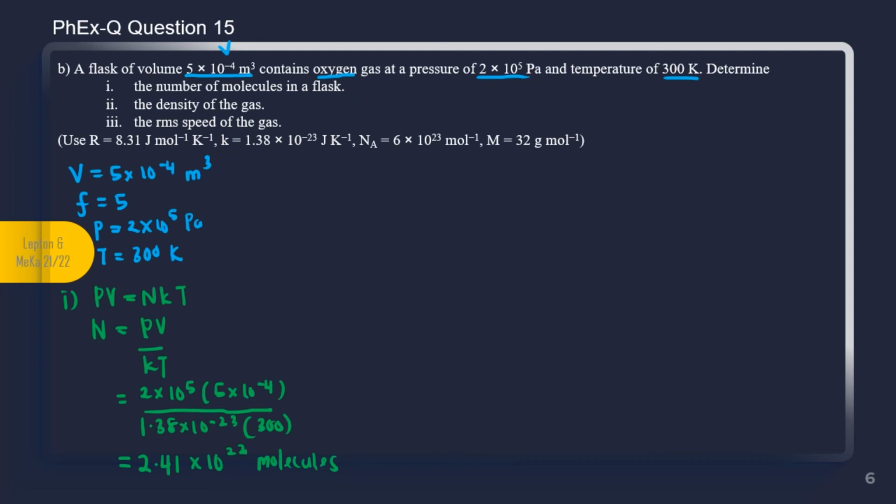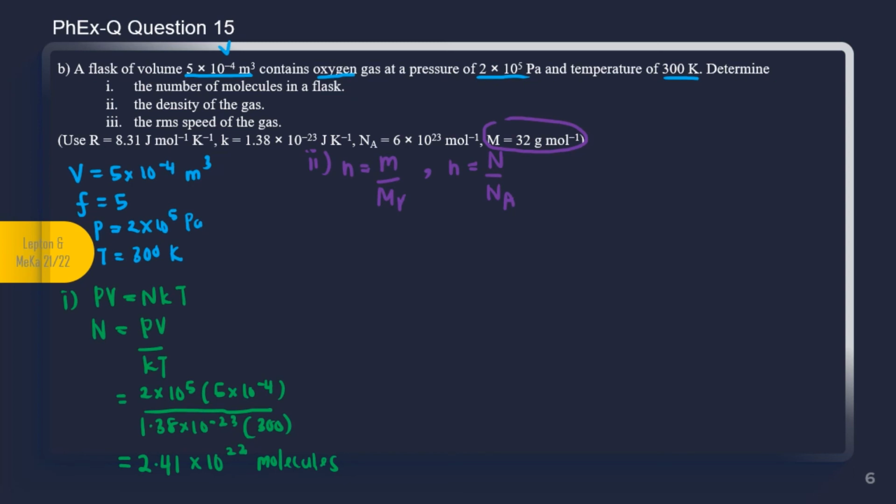And number 2, what is the density of the gas? Let's use a different color now. Right now we have the number of molecules, so we can find the mass. We know that number of mole is equal to the mass over molar mass, and also number of mole is equal to number of molecules over the Avogadro constant. Since we have the molar mass here, 32 gram per mole, we can find the mass of the oxygen gas in the flask.